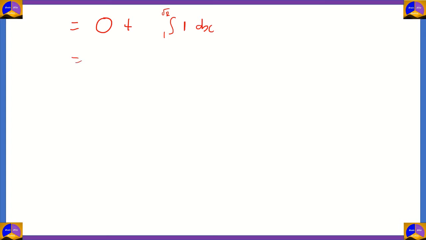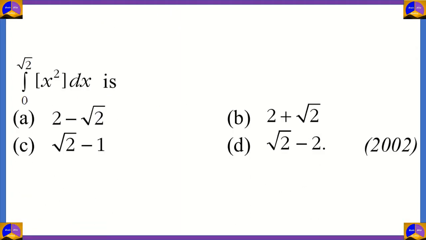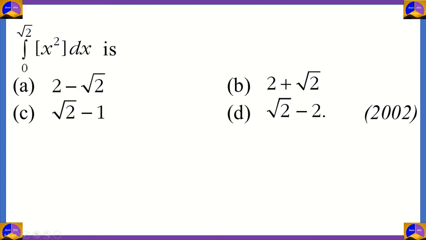So basically you have the integral of dx from 1 to root 2. The integral of dx is x, with lower limit 1 and upper limit root 2. So you get root 2 minus 1 as the correct answer for the integral of the greatest integer function of x squared from 0 to root 2. So the right answer for this question is option C, root 2 minus 1. And this we understood by having a basic idea of what the greatest integer function does and its possible values, and then using simple integration we got our final answer.